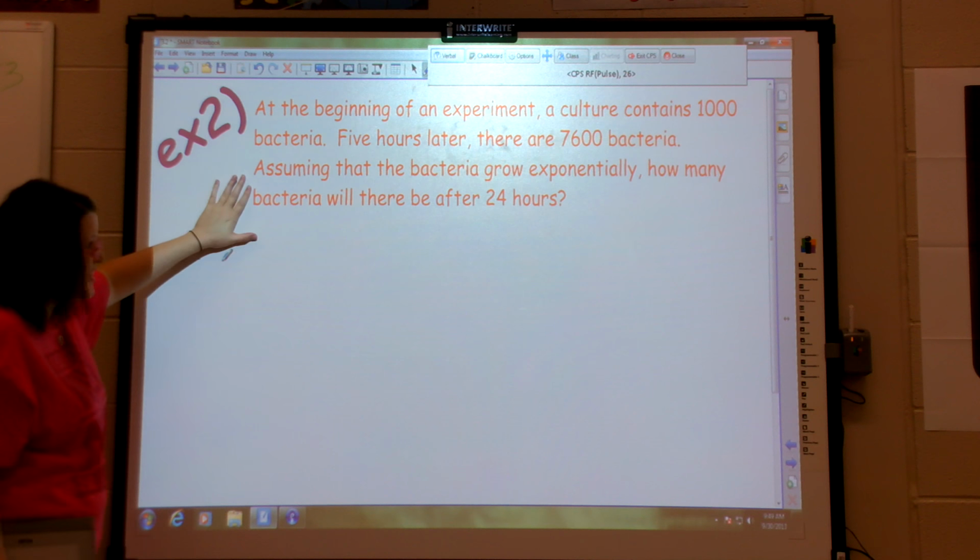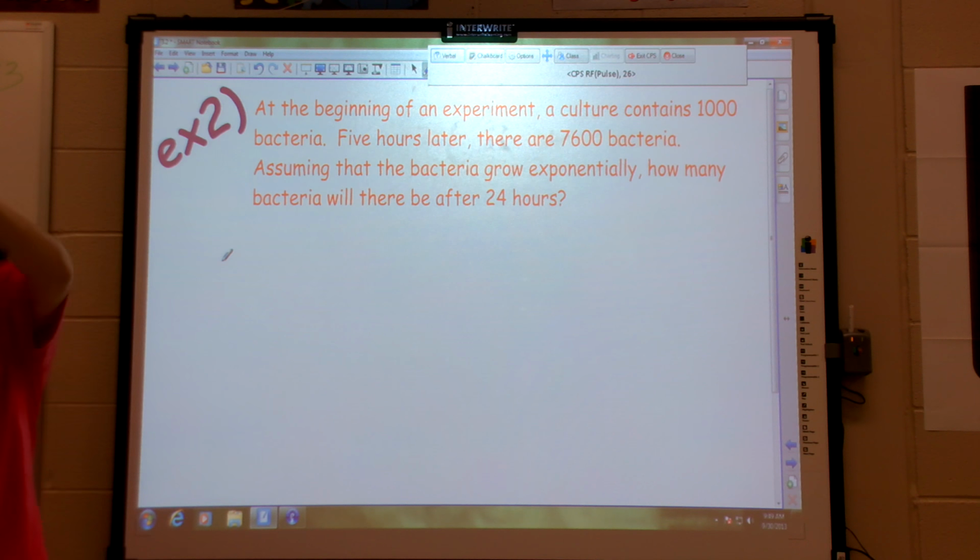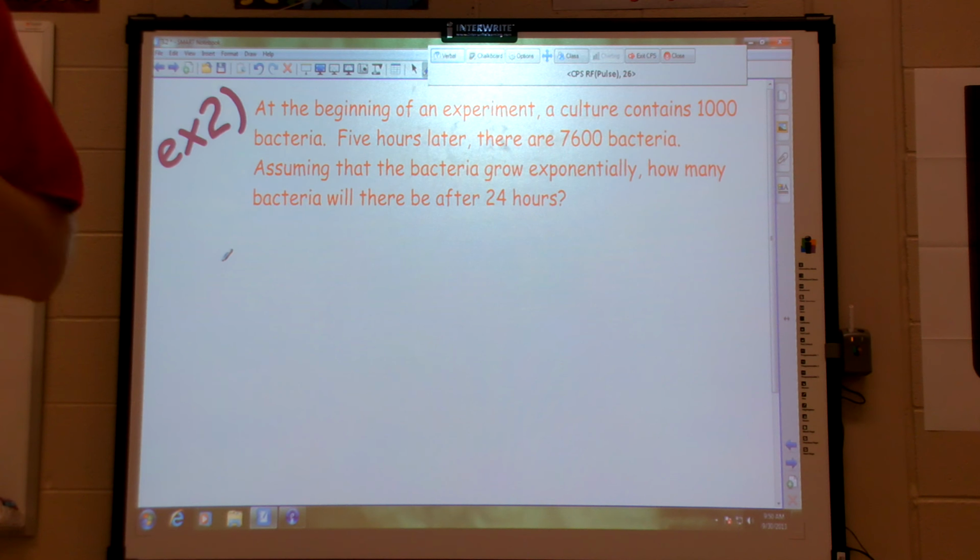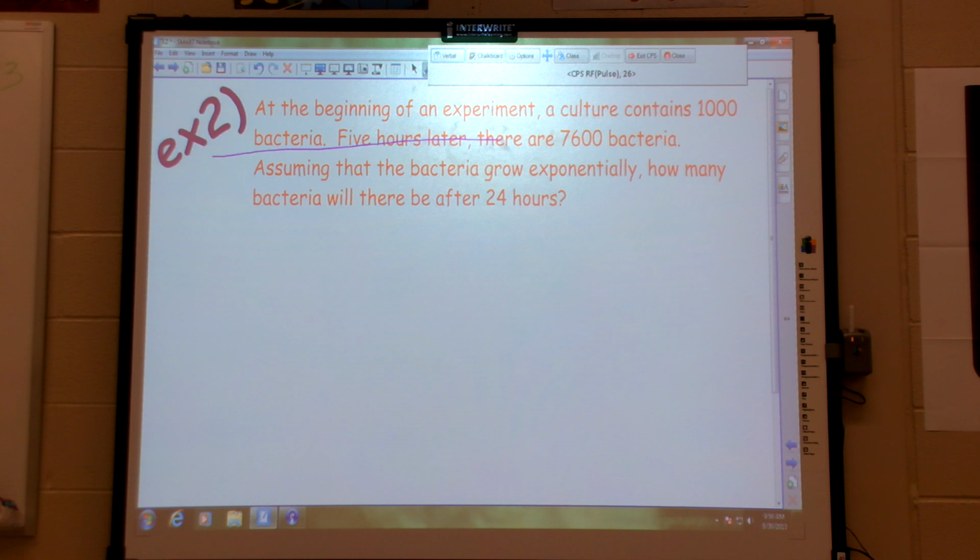So whenever I'm missing a rate, it is a two-step problem. Find the rate, then answer the question. Whenever you're not given the rate, it's a two-stepper. When it's a two-stepper, you completely ignore the last question. We're just going to use the beginning part of the problem.